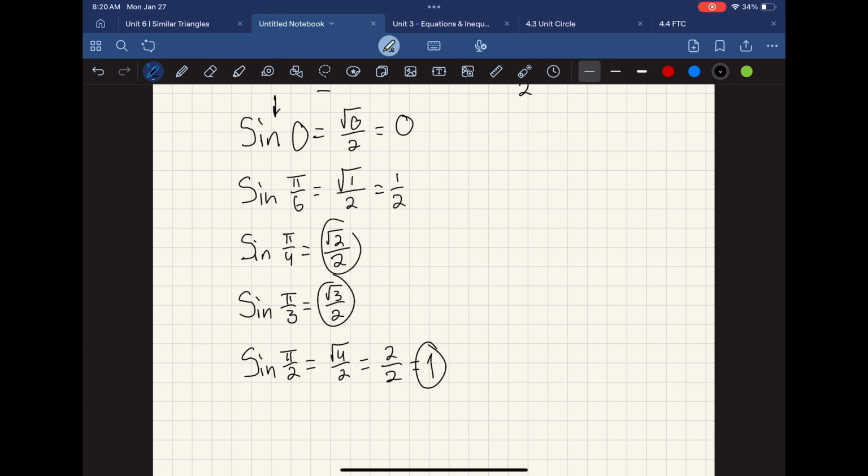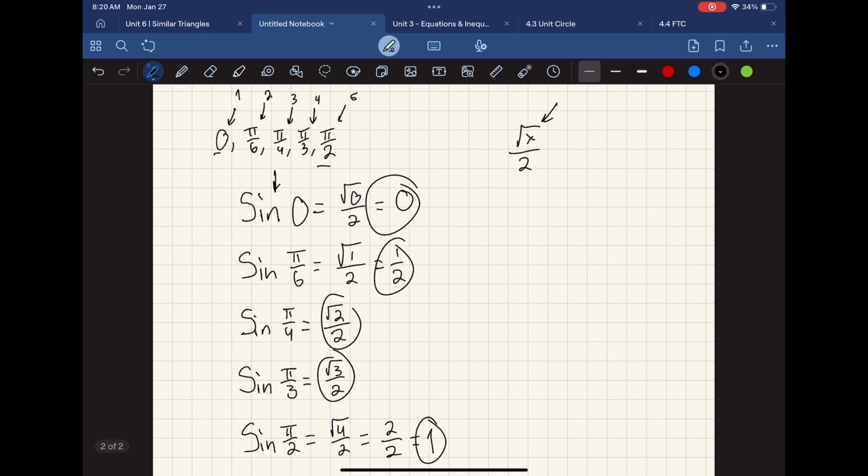I never clarified that. You can memorize these values. That's what I did, and that's fine. But it might help to have a pattern to follow while you're doing it. You're just plugging in, starting at 0, stuff into the square root of x over 2. That's really all you're doing here.